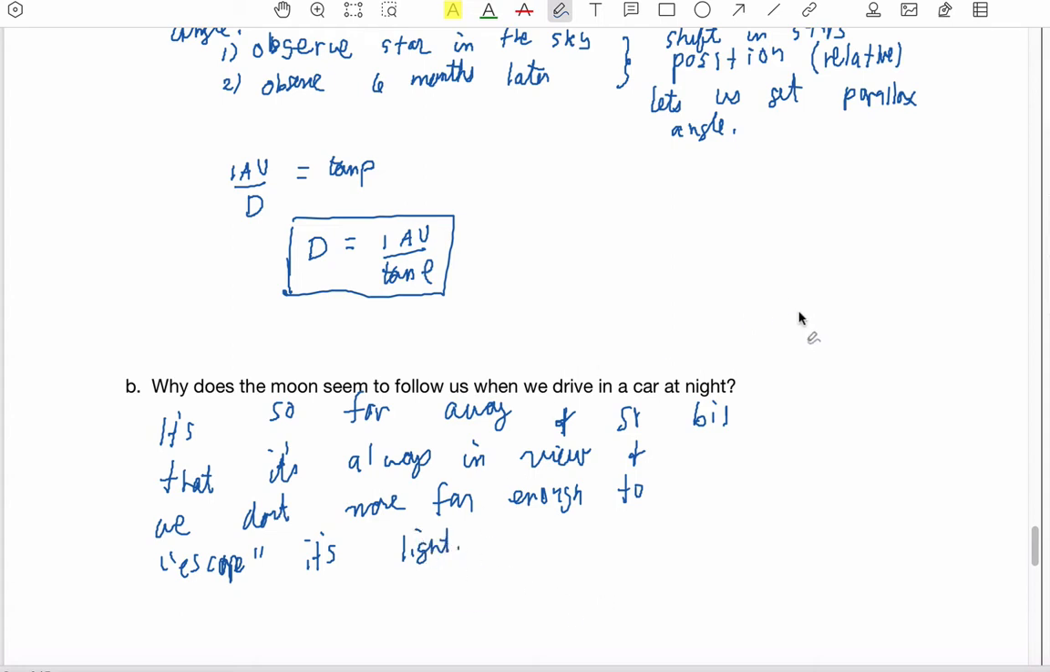So it's sort of like it's this huge object, and we're on the Earth, and this is a bad illustration, but the idea is that it's this really huge object. And so when we're on the Earth, and I go from here to a few miles here, relative to the moon, it's almost like I've barely moved at all. We're not moving far enough to escape its light, because relative to the moon, we've just barely moved. And so it just seems to follow us.